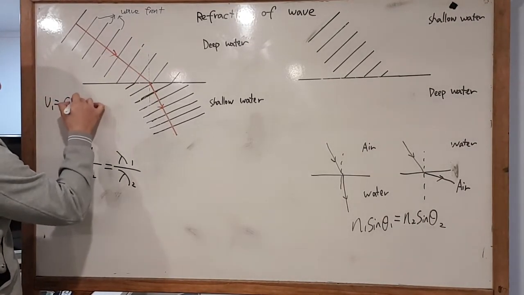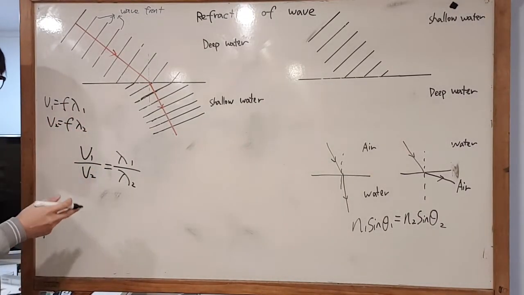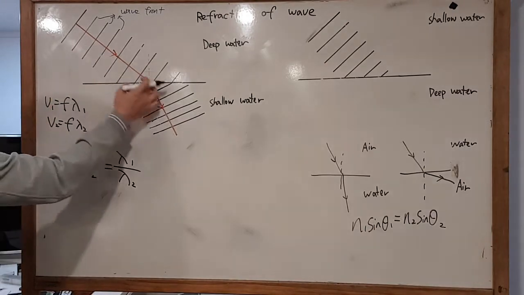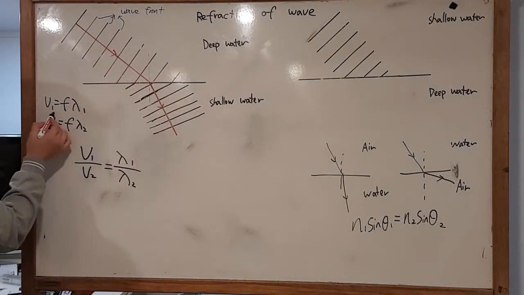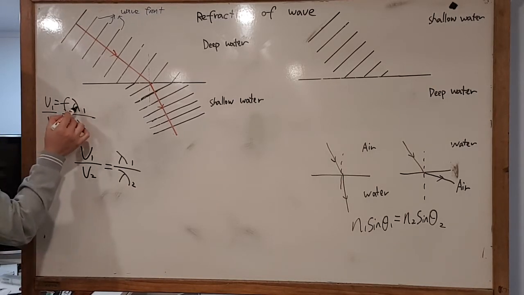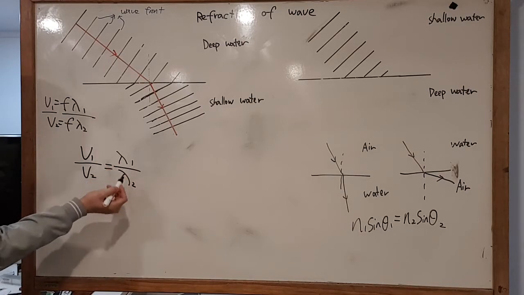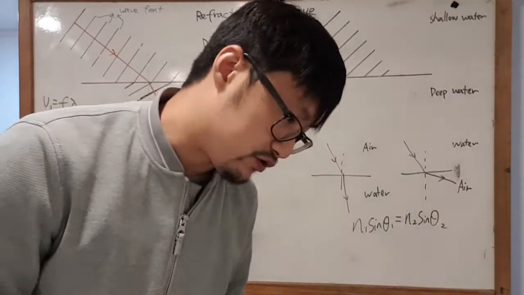If you have V1 equal to F lambda 1, V2 will equal to F lambda 2, right? Okay, and the frequency we say is the same because 3 waves coming, 3 waves going this way. Then we can divide them by each other. So V1 divided by V2 equals lambda 1 divided by lambda 2. Okay, so this is the fundamental equation that we're going to use over here.